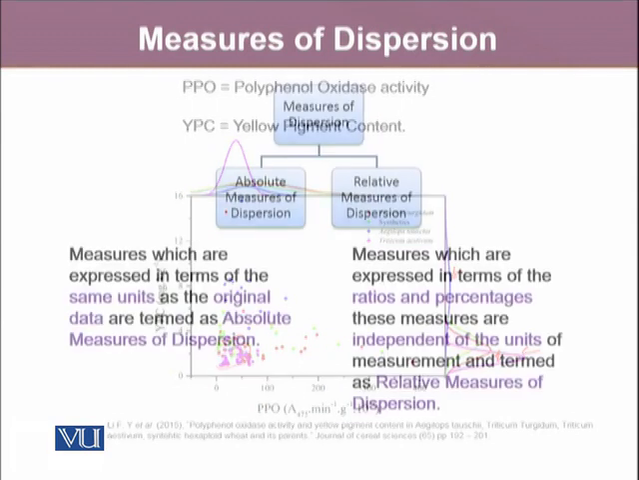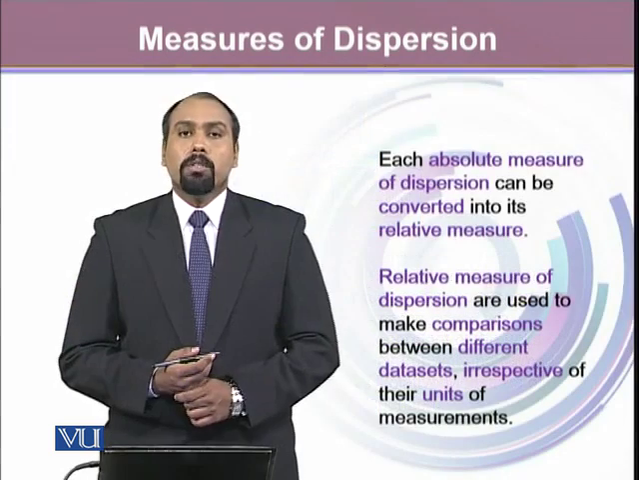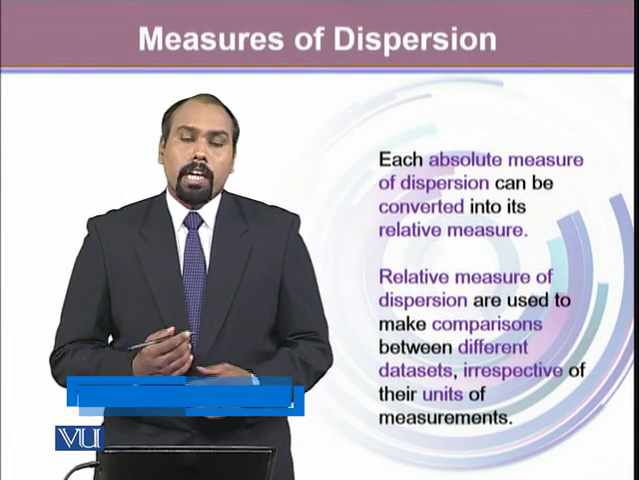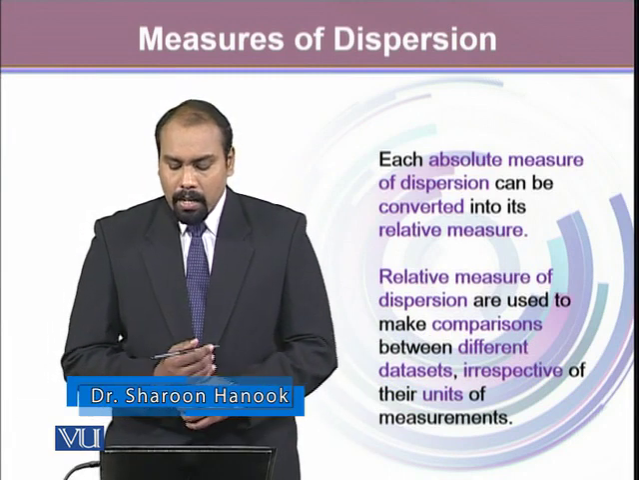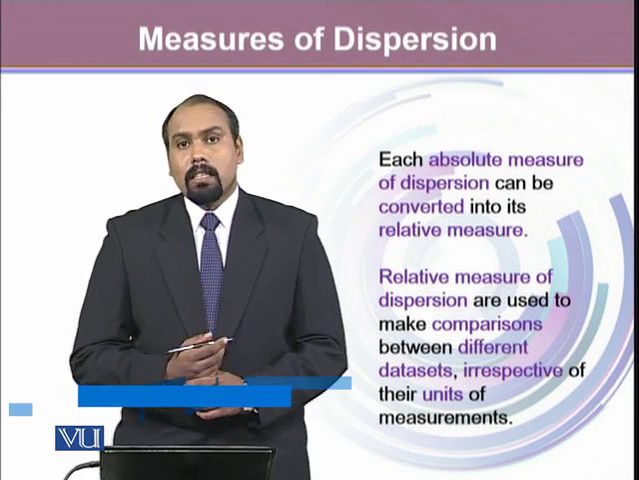Measures of dispersion are of two types: absolute measures of dispersion and relative measures of dispersion. Those measures which are expressed in the same units as the original data are termed absolute measures of dispersion. Whereas those measures which are expressed in terms of ratios and percentages are independent of the units and are termed relative measures of dispersion. Each absolute measure of dispersion can be converted into its relative measure of dispersion, whereas relative measures of dispersion are used to make comparisons between different data sets as they are unit-free.